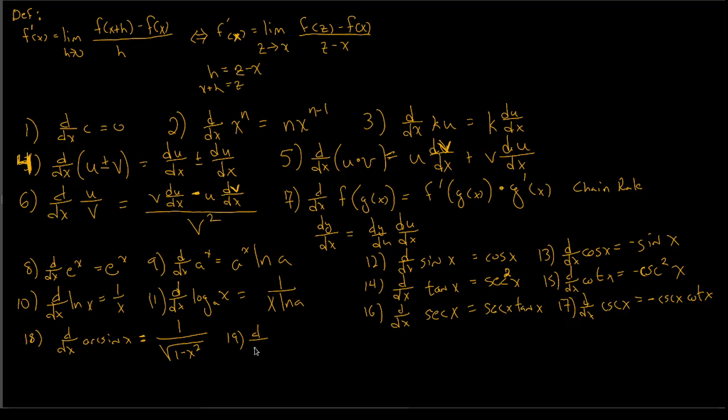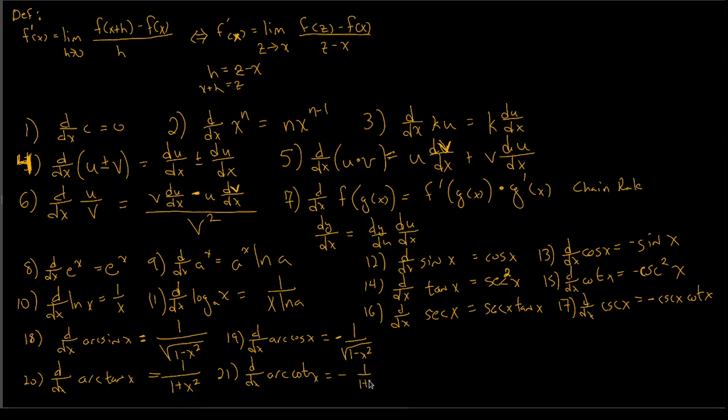I will do the arc function, noting that the arc function has a negative relationship to its regular function, as my rules over here. So 20, I'll do my arctangent of x, which is equal to 1 over 1 plus x squared. So 21, my cofunction arccotangent of x is equal to negative 1 over 1 plus x squared.